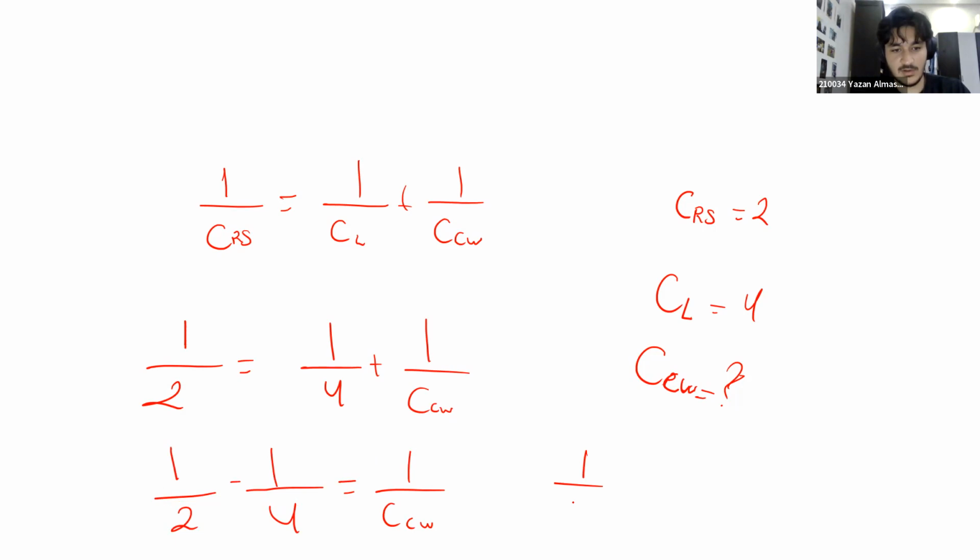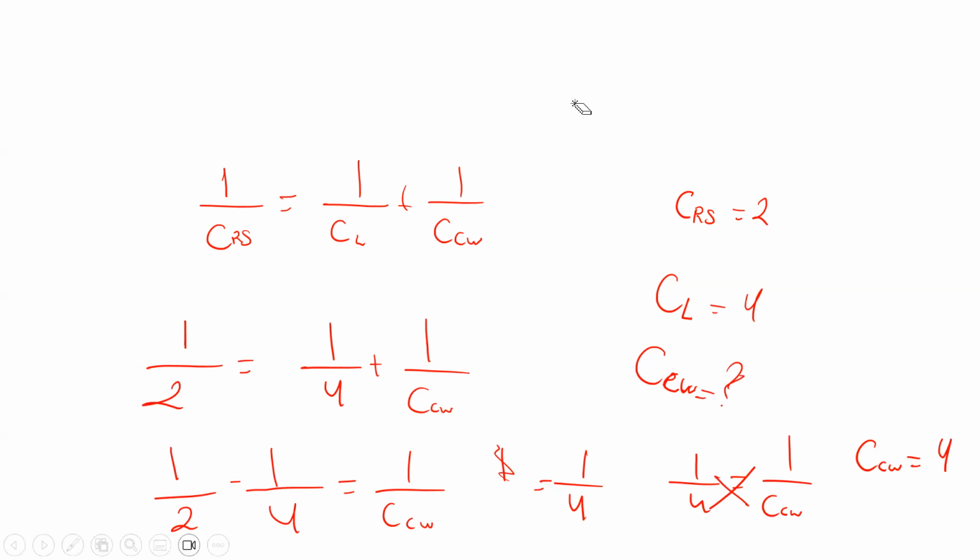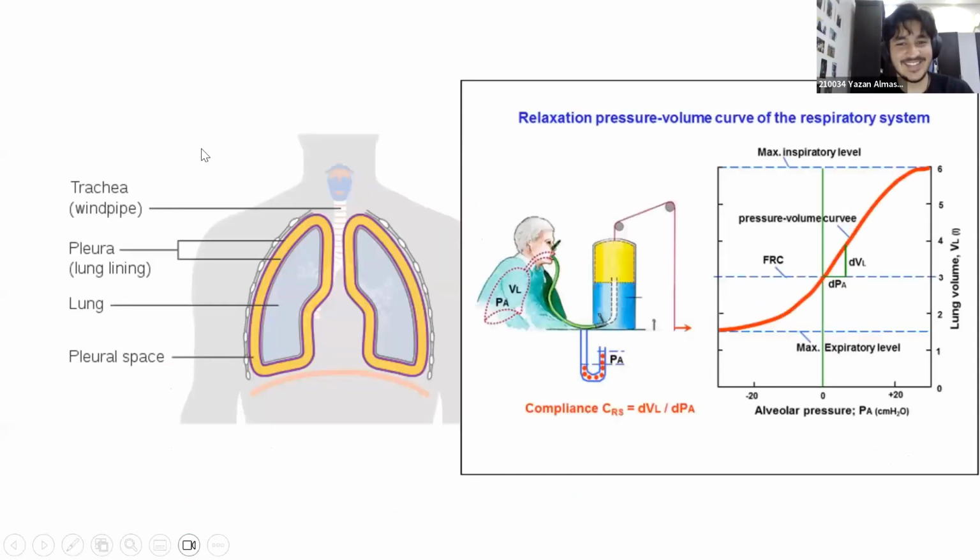I hope I didn't get it wrong. Okay, so the answer we're going to get is 1 over 4. So 1 over 4 is equal to 1 over the chest wall compliance. Just by doing the crossover in math, chest wall compliance equals 4. Does that make sense? Yeah. This is taking it with every step. I hope it actually makes sense.